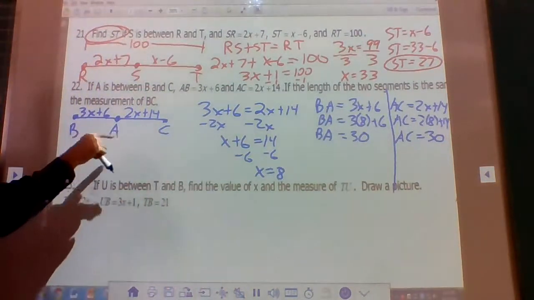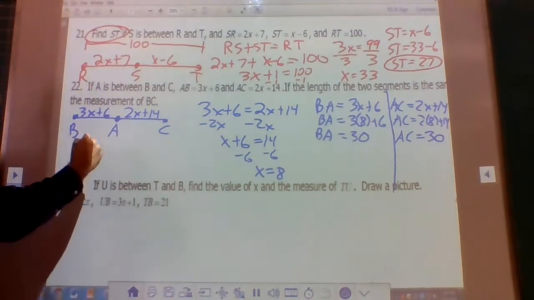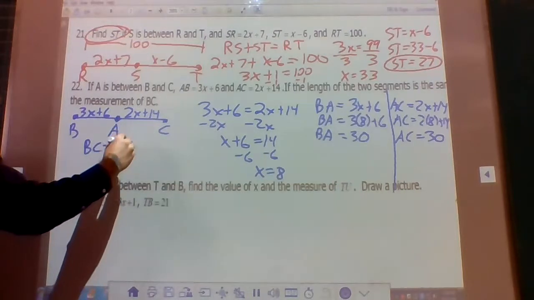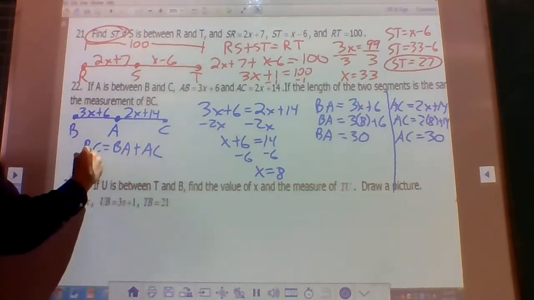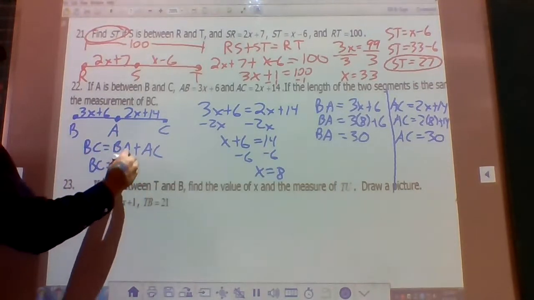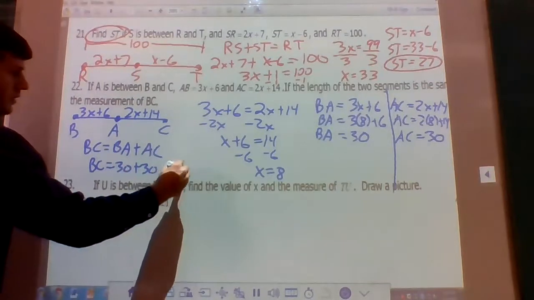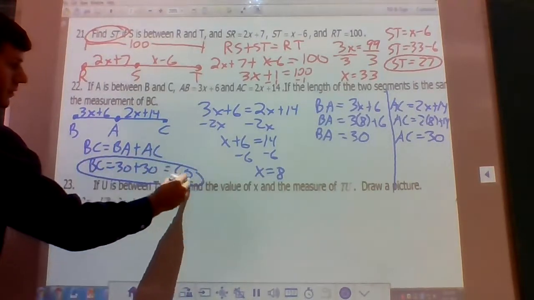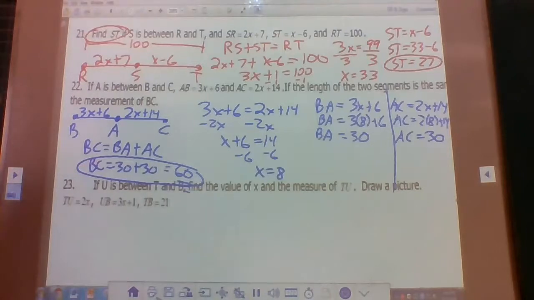Okay, and then we want BC, right? So BC is going to equal BA plus AC. So BC is going to equal 30 plus 30, which is 60. Okay. 23.